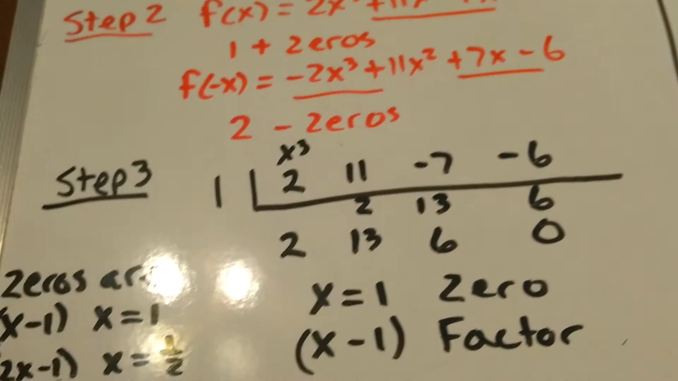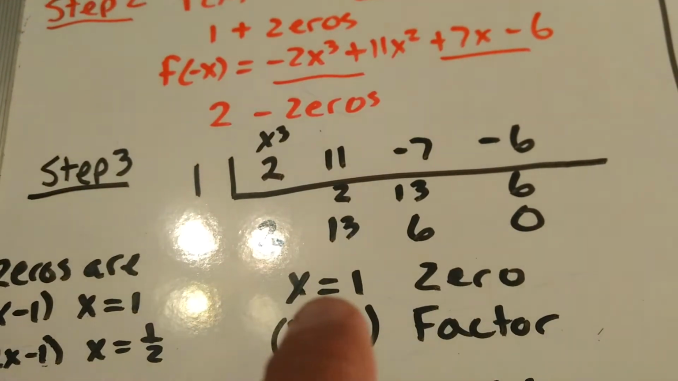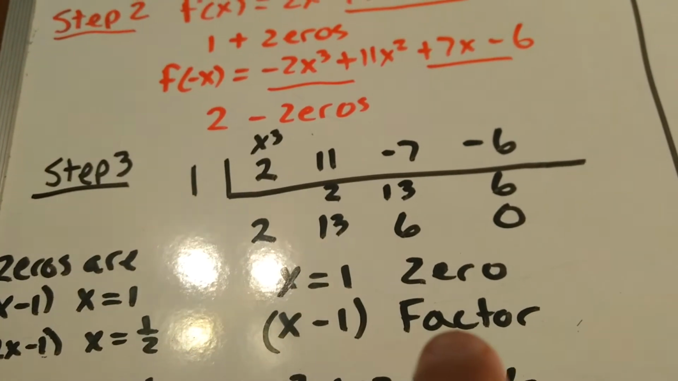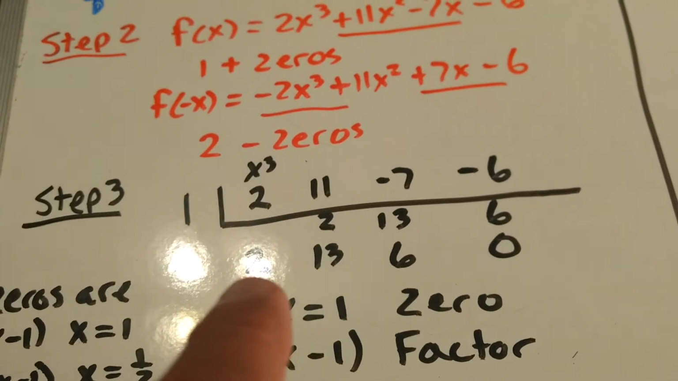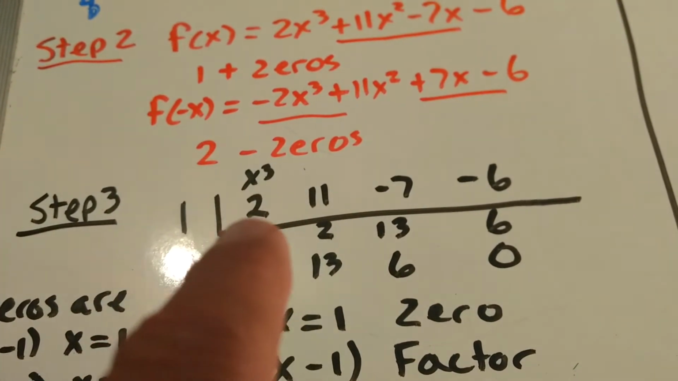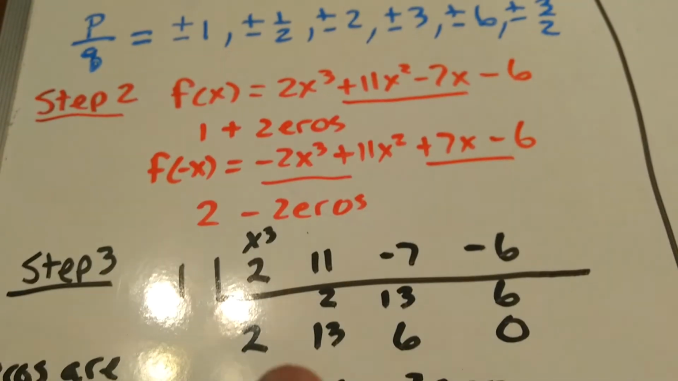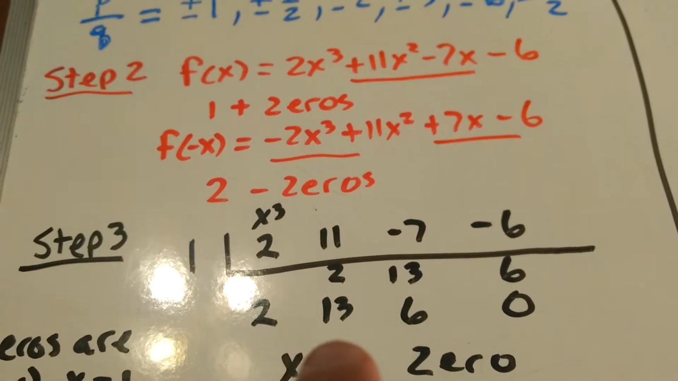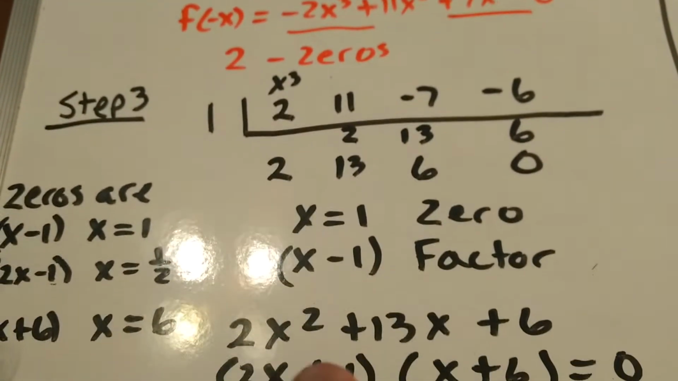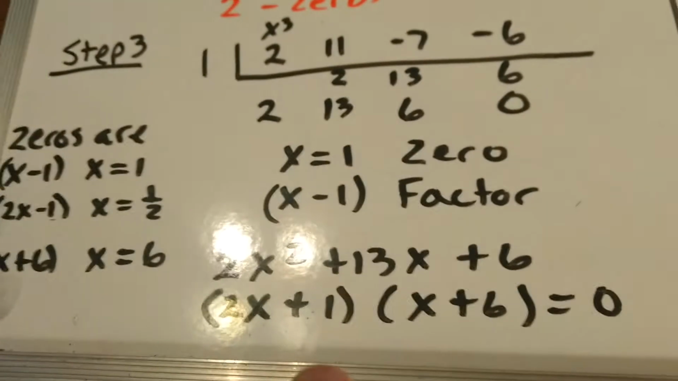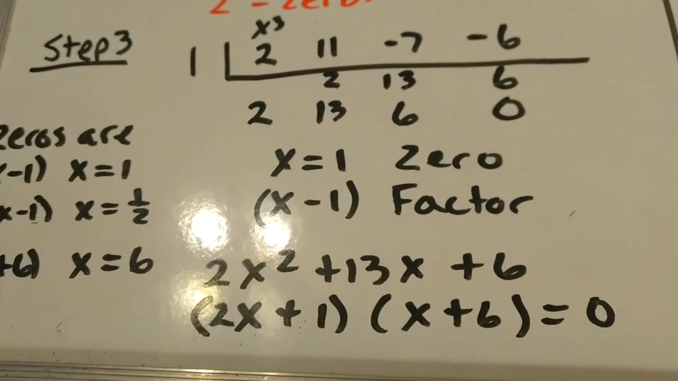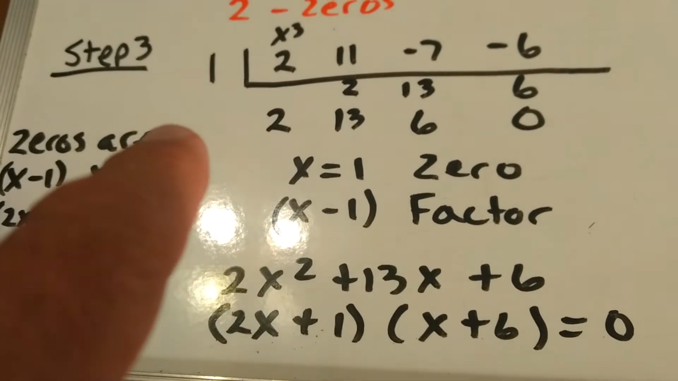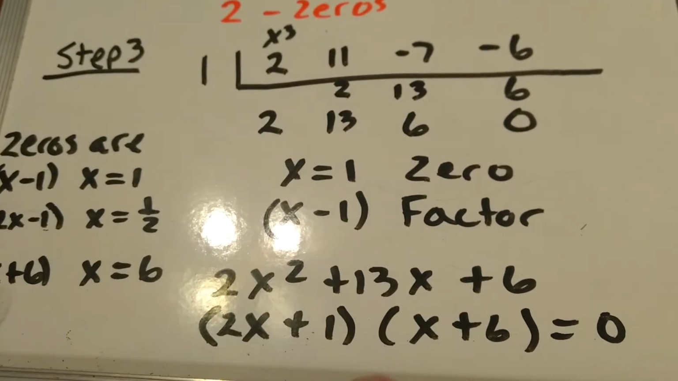So guess what? X equals 1 is a 0. If I subtract this 1 over, x minus 1 is a factor. Now also remember that the reason I put this x cubed up here is because my answer down here, my 2, 13, 6, 0, I drop this down, this becomes 2x squared plus 13x plus 6, which is right here. That's factorable. This is what I meant by the fact that you won't have to go very far with your synthetic division usually. Usually 1 or 2 times will give you something that's straight out factorable.